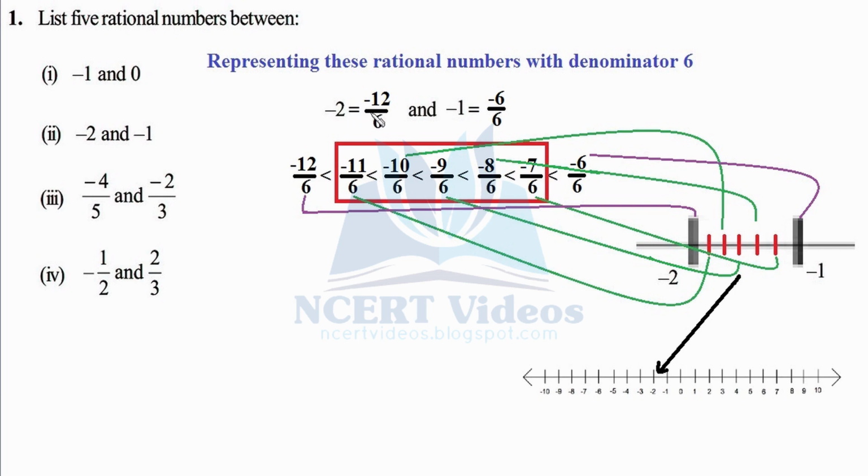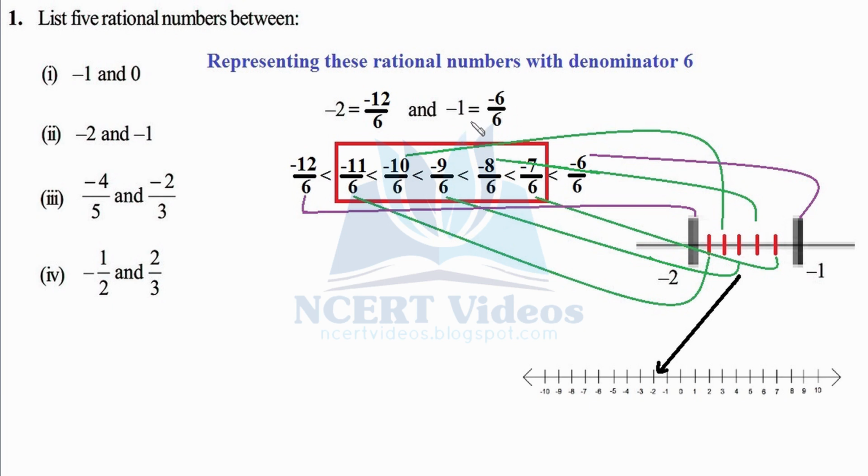So -2 can be written as -12 over 6, because we have to represent it in terms of 6. Therefore we have to take the numerator such that if we simplify that fraction, we get -2. Another trick or method to find this numerator part is, you simply multiply 6 with -2, which gives you -12. Again here, 6 times -1 gives you -6. So this is how you can get your numerator part.